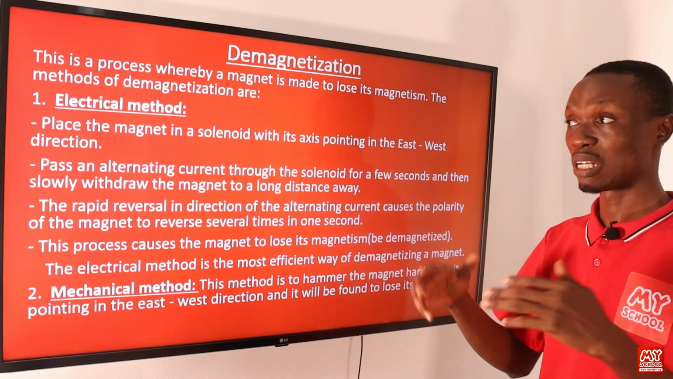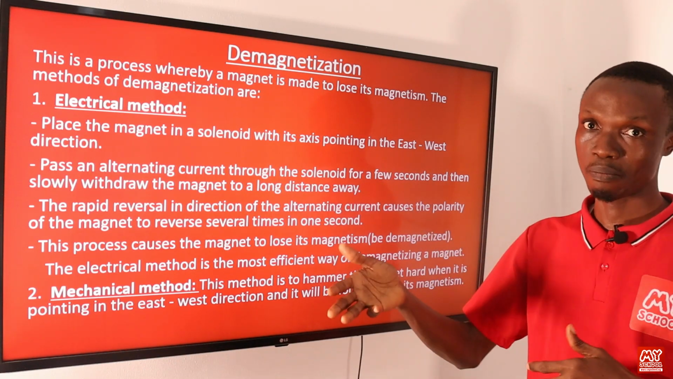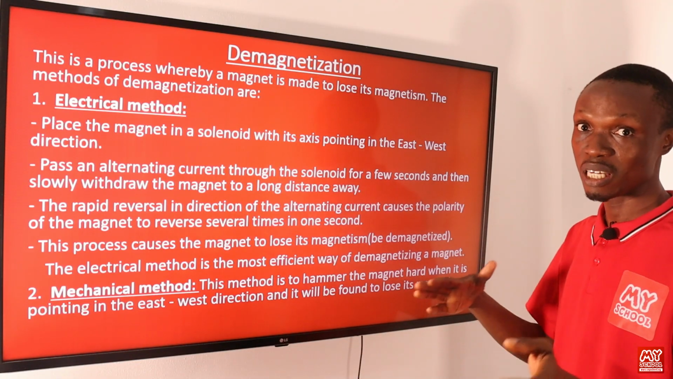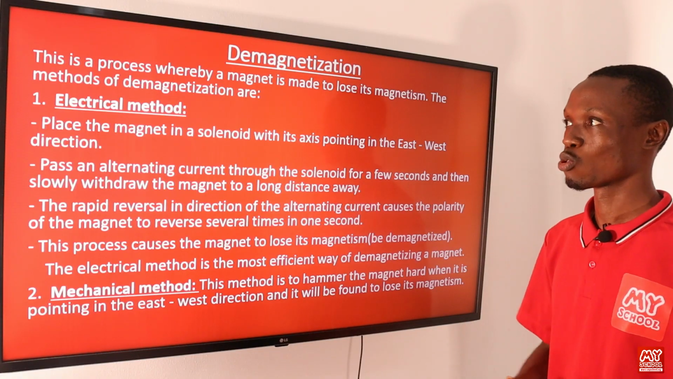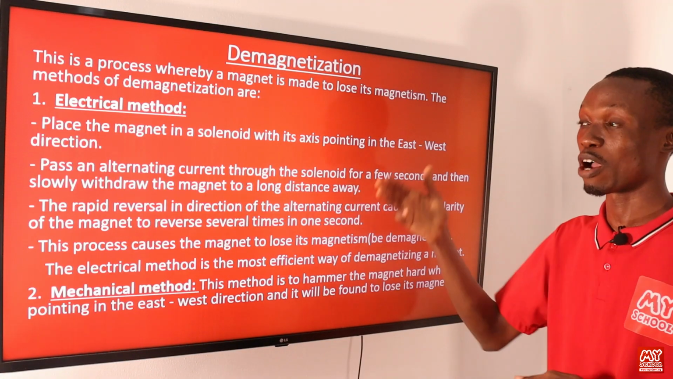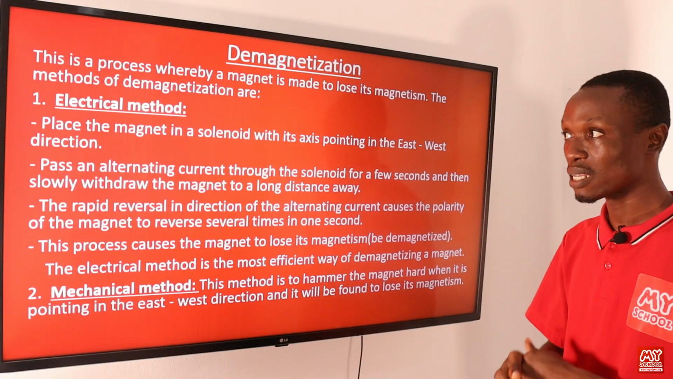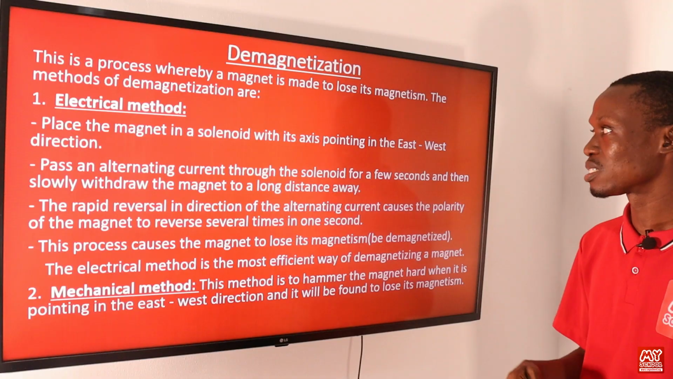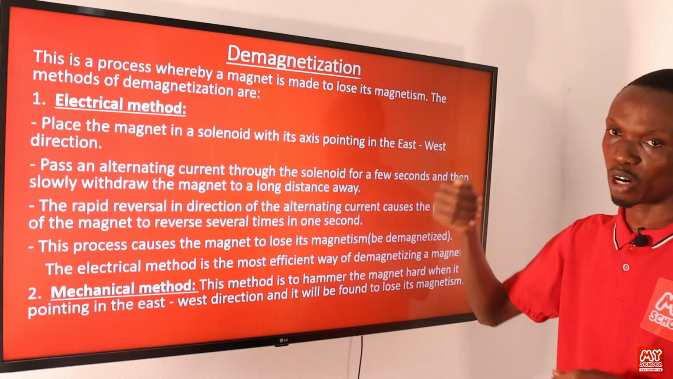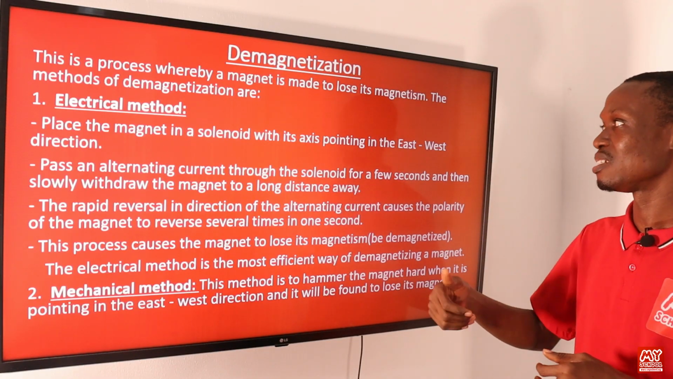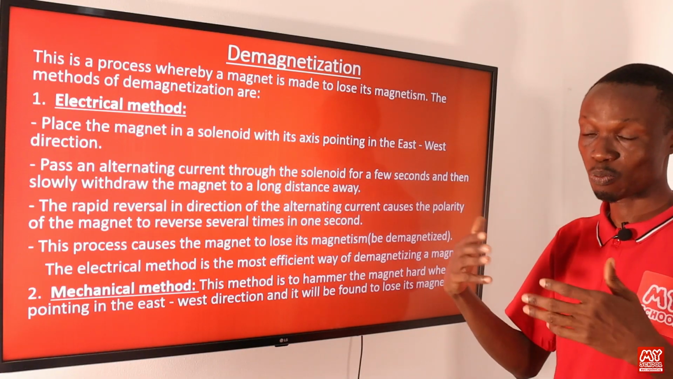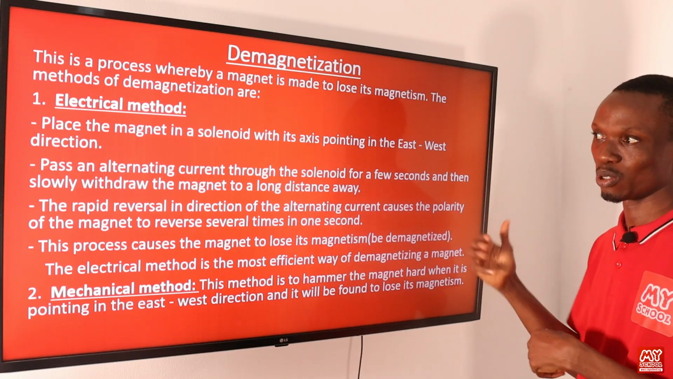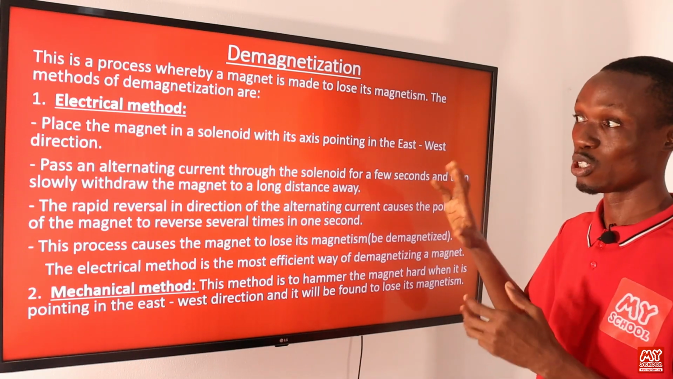The electrical method is more or less the opposite of when you are making a magnet. The only difference is in the direction in which the specimen is placed in the solenoid. For demagnetization, if we are using the electrical method, the magnet is placed in the solenoid with its axis pointing in the east-west direction. But when we are making a magnet, the axis of the specimen that we want to turn into a magnet is placed in the north-south direction. Just take note of the difference between the two processes.